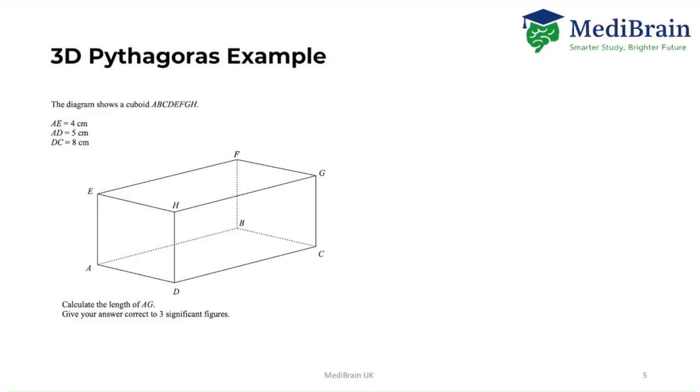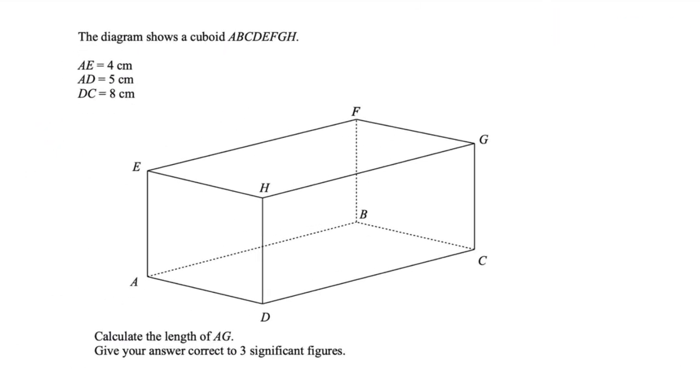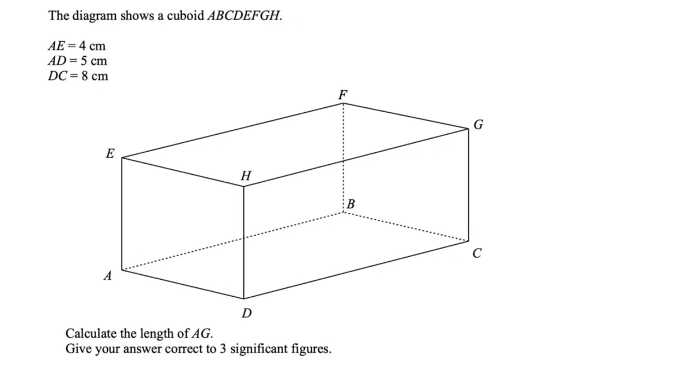Then I've got one for you guys to have a go at. So normally with 3D Pythagoras, you will have a 3D shape, and you will be asked to work out the length of a side or an angle or something like that. So it says the diagram shows a cuboid A, B, C, D, E, F, G, H. So we've got A, B, C, D on the bottom, E, F, G, H at the top.